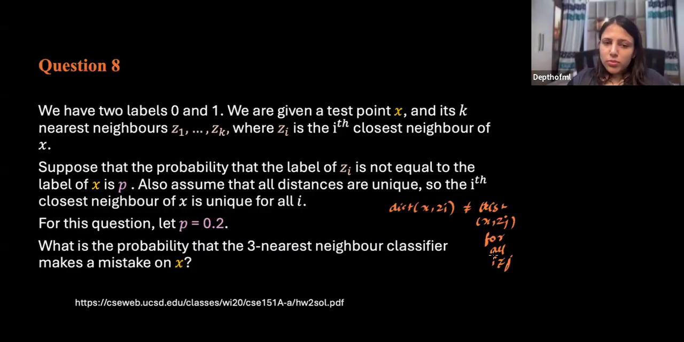For this question, we'll assume that the probability that the label of the ith training point is not equal to the X class is 0.2. Now you have to tell me what is the probability that a 3 nearest neighbor classifier makes a mistake on X.